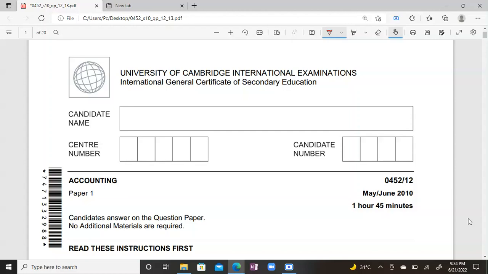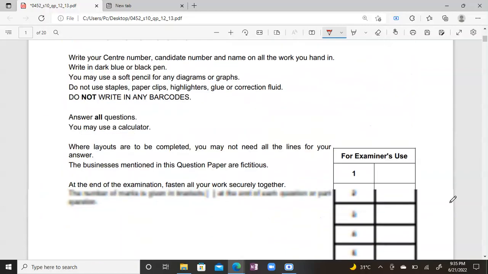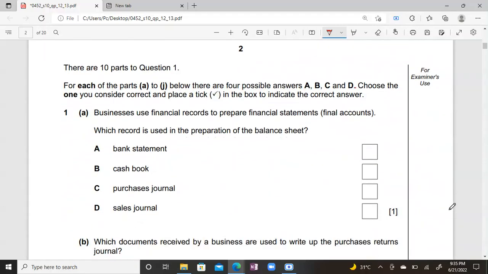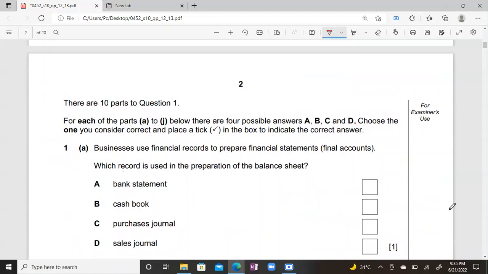Today I am going to solve with you question number 1, which has 10 multiple choice questions. The paper code is 0452/12 May June 2010. So 0452/12 and 13, they are the same papers. So let's start from multiple choice question number 1.